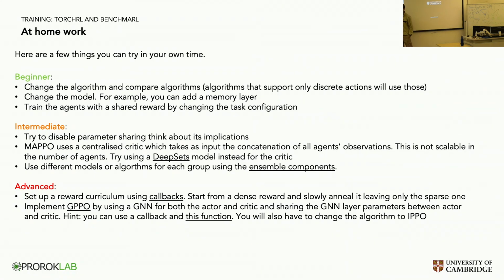You can change the model, for example, add the memory layer. If you have the GNN and a memory layer, can they plan? Can they remember from previous interactions, and can you get better performance? This, of course, will come at the cost of training time. Try to train the agents with a shared reward now, instead of individual rewards for going to the goal. And these are the easier things.